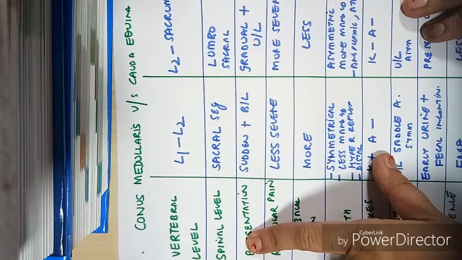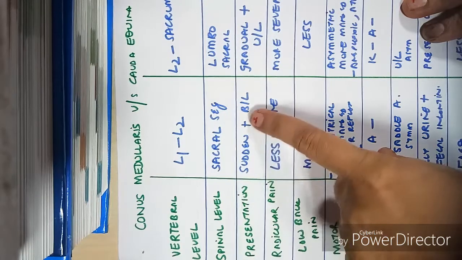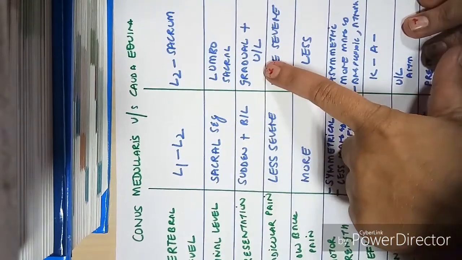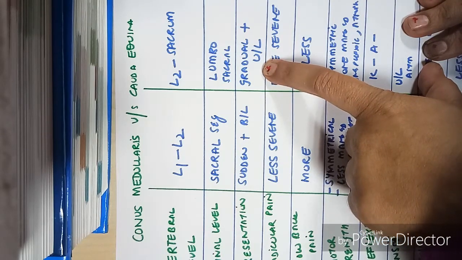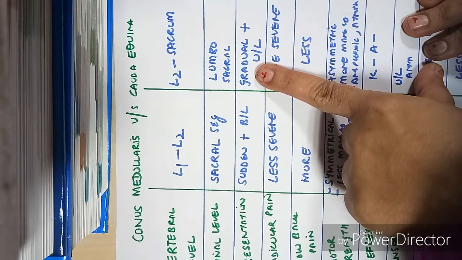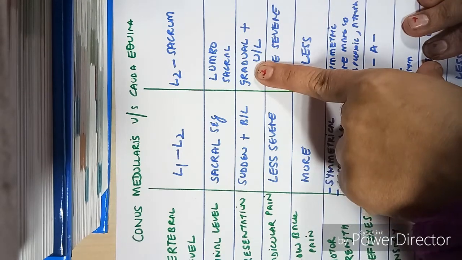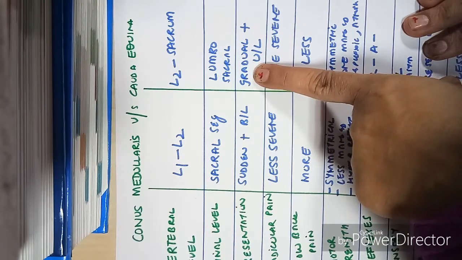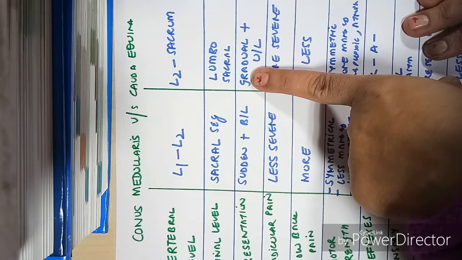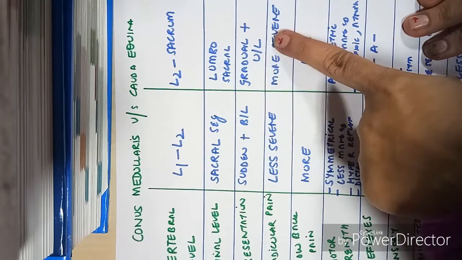Presentation: because conus is a myelopathy, the presentation will be sudden and it will be bilateral, whereas in Cauda equina mostly it is a gradual onset lesion and the presentation is mainly asymmetrical. You should remember, for Cauda equina it is asymmetry, atrophy. Okay, so gradually and areflexia. 3 A's for Cauda equina: asymmetry, areflexia and atrophy. So it will be gradual and unilateral.